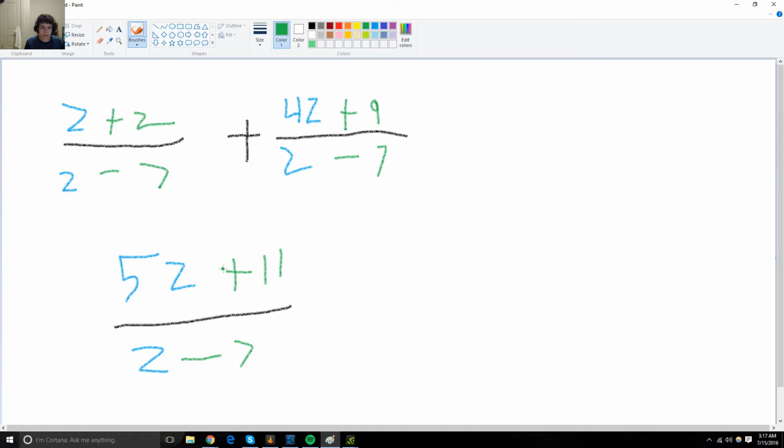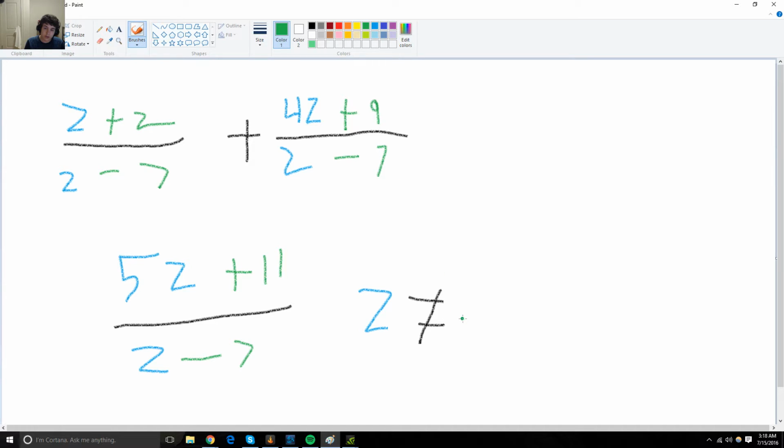So, divide? No, I think you leave that. Yeah, that's finished. You can't simplify that anymore. That's the answer. So it would be 5z plus 11 over z minus 7, while z does not equal 7.